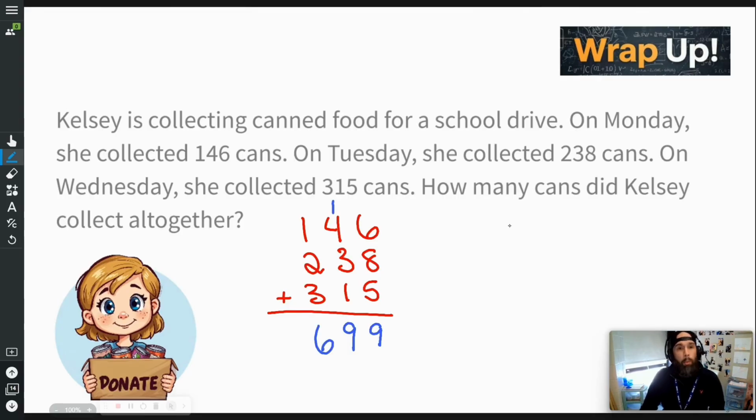Now, this is a word problem that's asking how many cans did Kelsey collect altogether? Well, she collected 699 cans.